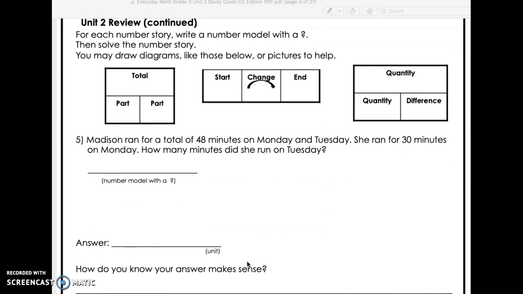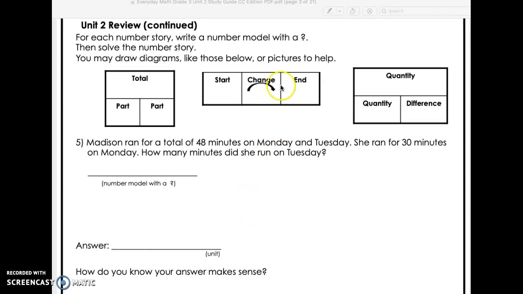These are number stories. You need to write a number model with a question mark. Please follow the directions because Everyday Math is all about working it out. So make sure you work these out and not just put the answer. Solve the number story. You can use a diagram like this one, or this one, or this one.